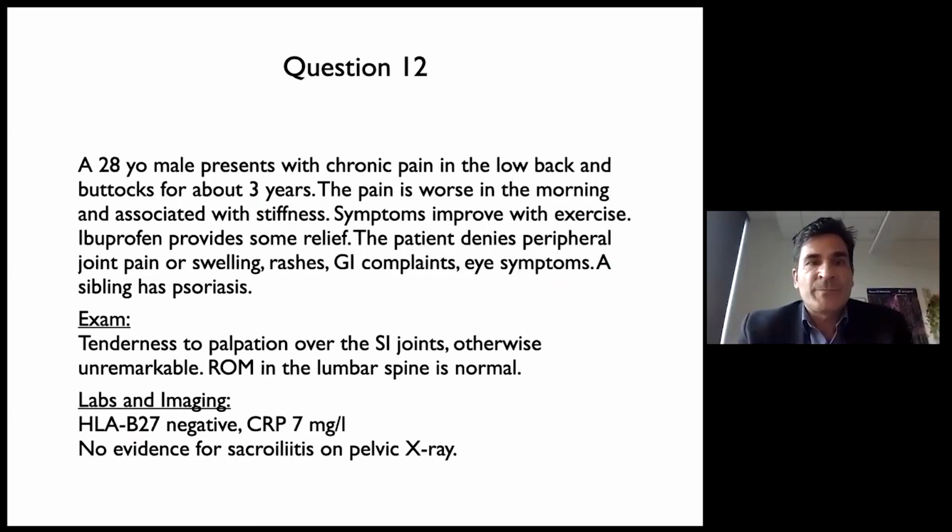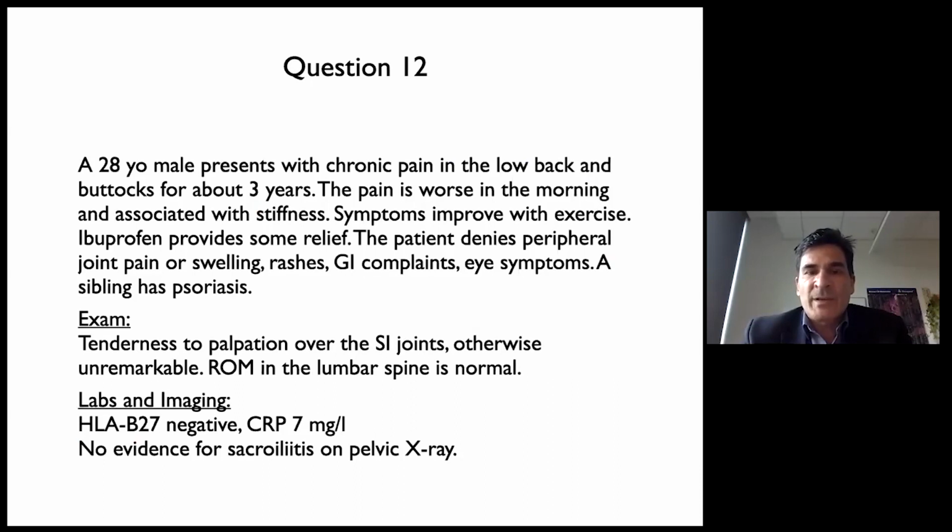Question 12. A 28-year-old male presents with chronic pain in the low back and buttocks for about 3 years. The pain is worse in the morning and associated with stiffness. Symptoms improve with exercise. Ibuprofen provides some relief. The patient denies peripheral joint pain or swelling, rashes, GI complaints, or eye symptoms. He has a sibling with psoriasis.